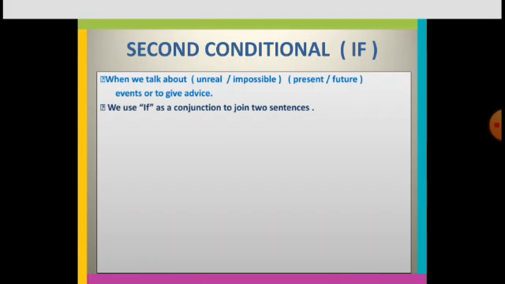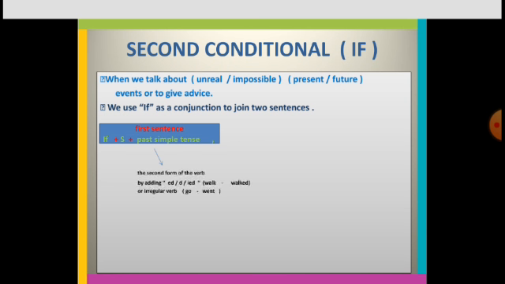We use if as a conjunction to join two sentences. The first sentence begins with if plus subject plus past simple tense. And you must remember that the past simple tense is the second form of the verb, by adding -ed, like walk, walked, or it is an irregular verb like go becomes went. The second sentence begins with a subject plus would or wouldn't plus infinitive verb.